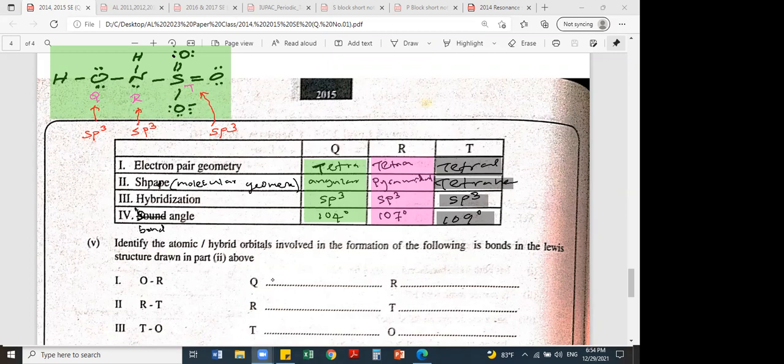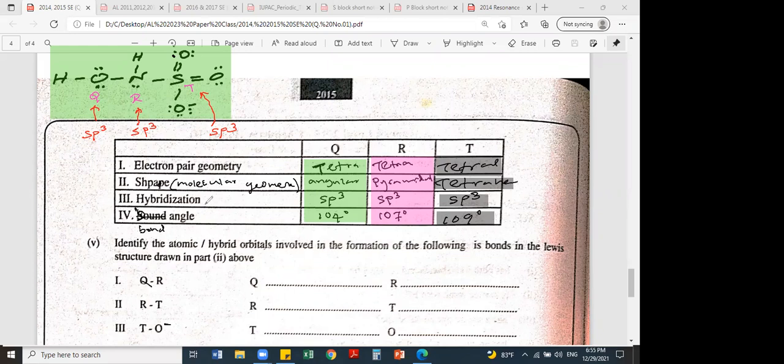Then part 5. Part 5 very easily. Hybrid orbitals in the formation of the following bonds. QR, sorry, OR, what is OR? It should be QR, no? This should be Q, not O. This is Q and this is O minus. Q and R, Q is sp3, this is also sp3, very easily. Actually, all of this is sp3 because we have already predicted the hybridization.